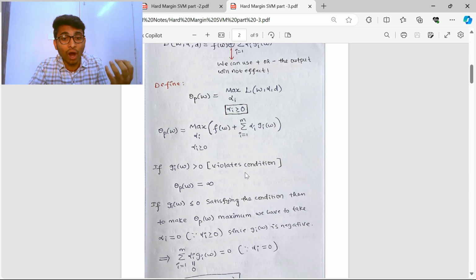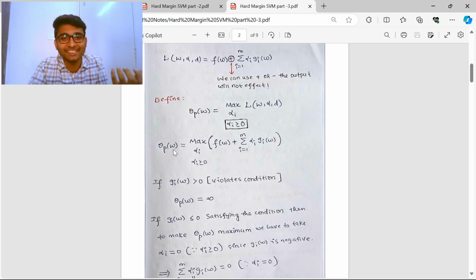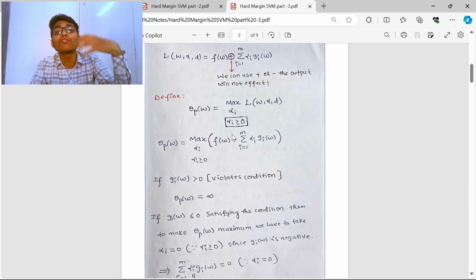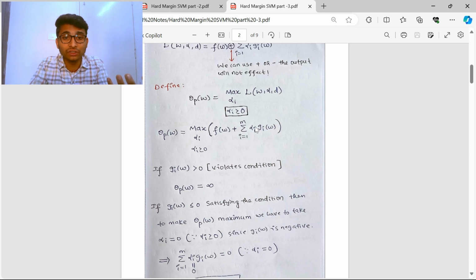Now let's see what if it violates the condition. If it is greater than 0, what if, guys? If it is greater than 0, then theta p of w equals infinity. How? Let's understand. What is our theta p of w function saying? The function f of w plus summation of alpha i gi of w should be maximum for what value of alpha i. Now, if gi of w is positive, this term is positive, so what value of alpha i will I choose? I know alpha i should be greater than or equal to 0.